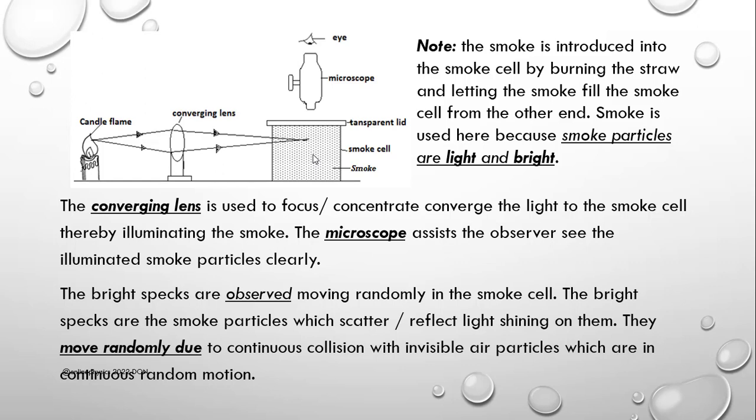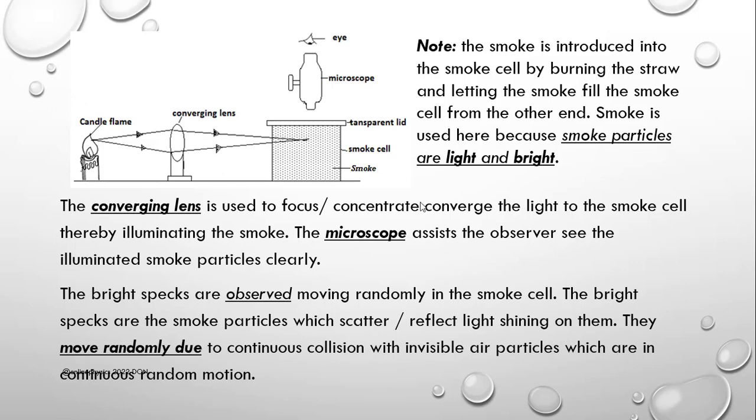Then from the right hand side we have the candle flame and we have the converging lens. Then we have the microscope up there which will enable us to make the observation. Then there is the human eye whereby you'll be positioning yourself. So we should note that the smoke is introduced into the smoke cell by burning the straw and letting the smoke fill the smoke cell from the other end. Smoke is used here because smoke particles are light and bright.